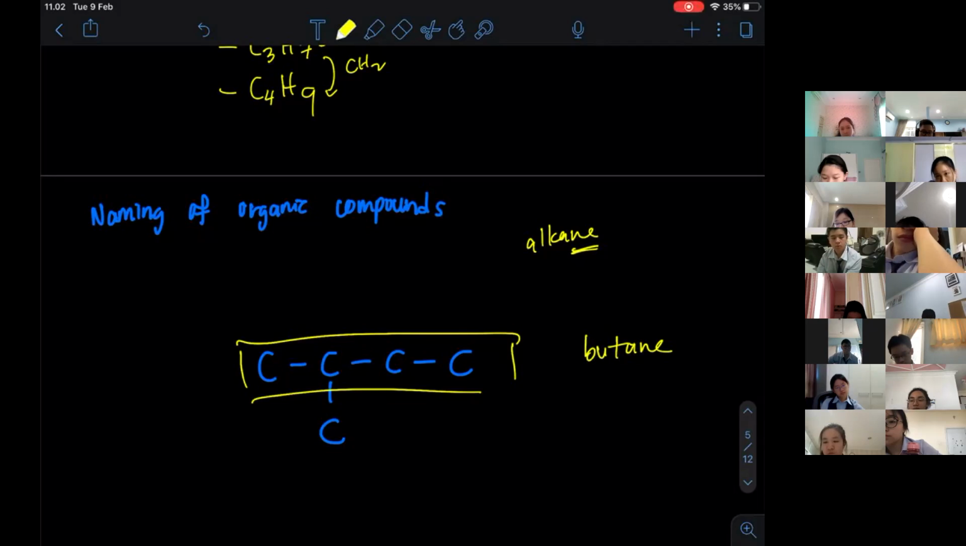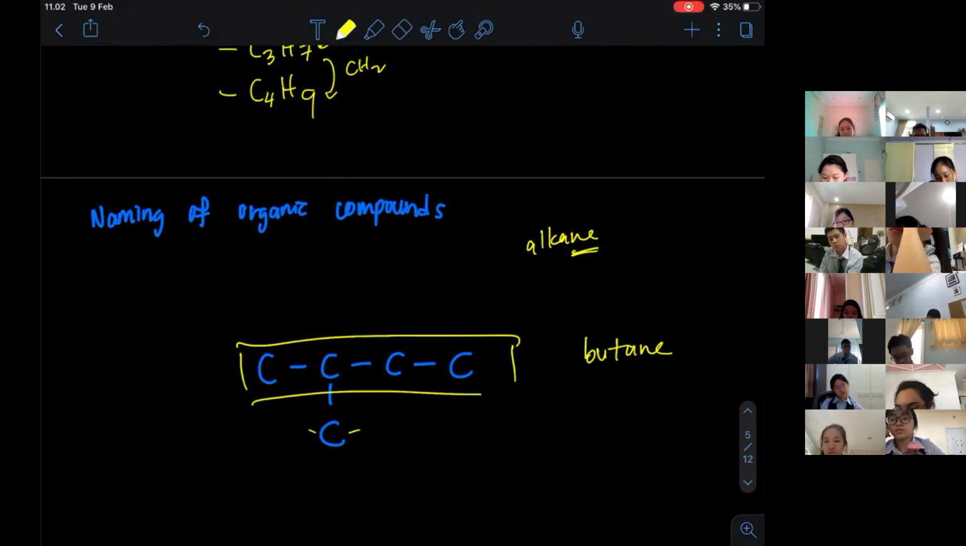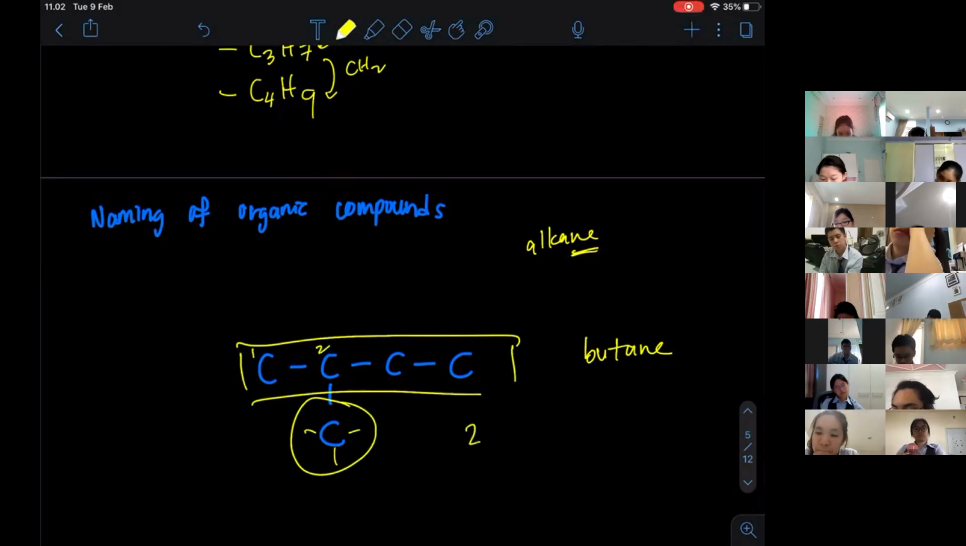Then P, the parts, or the position. The part that I have over here is going to be your methyl group. It's a group, it's a branch. And this methyl group is attached to carbon number 2, so I need to put the position over there. So it's 2-methyl, and then butane. 2-methylbutane.